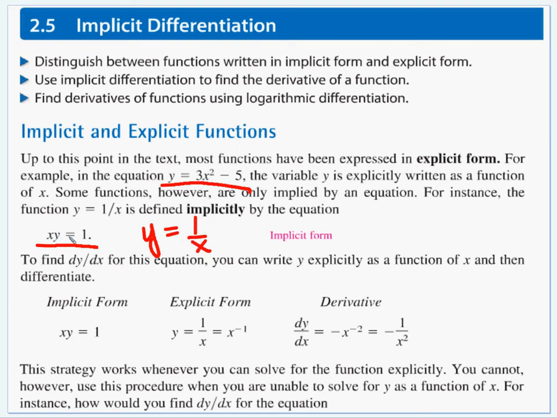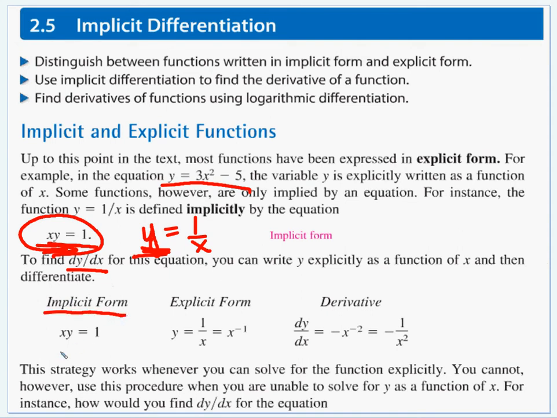So this is an implicit equation. Implicit x times y equals 1 is the same thing as y equals 1 over x. This is the explicit form. This is the implicit form. To find the derivative, dy dx, for this equation, we write y explicitly as a function of x, then derive.